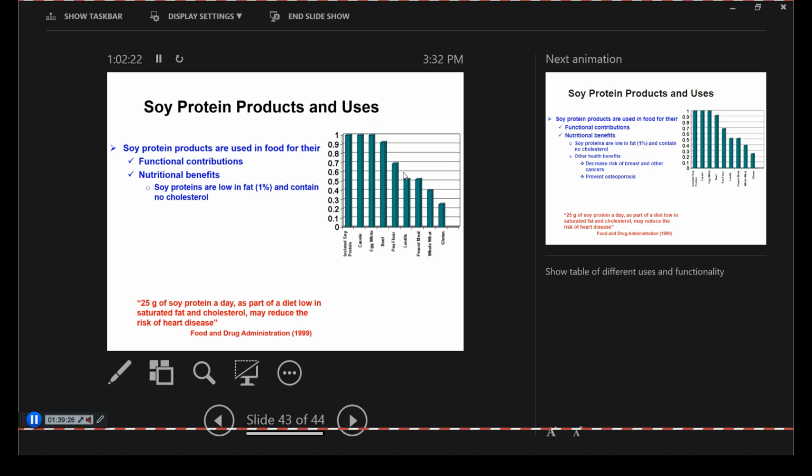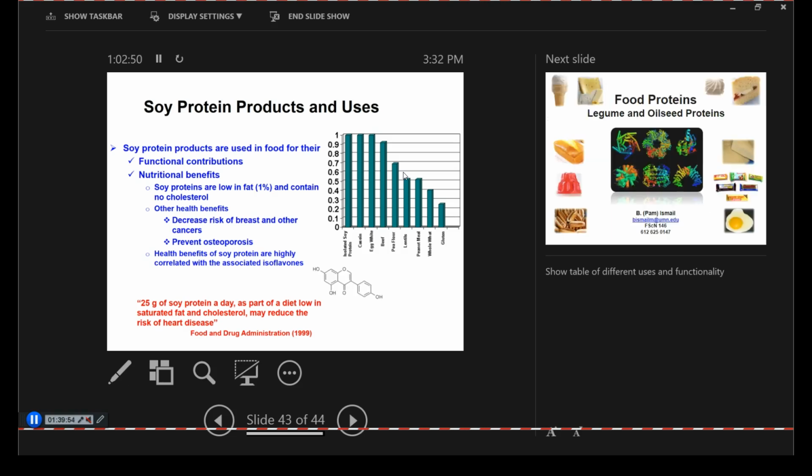FDA wanted to remove that claim, but there was backlash from industry not to remove that claim. So I don't know where it stands right now, but obviously they need many more studies to prove or disprove it again. Other health benefits: decreased risk of breast and other cancer, prevent osteoporosis, and it has isoflavones, which are phytochemicals associated with soy protein, and they have other physiological benefits. So soy protein is great, except it's GMO and allergenic, but yeah.